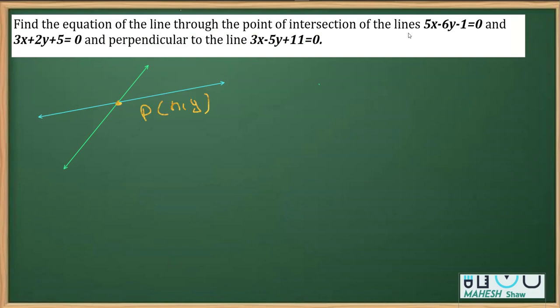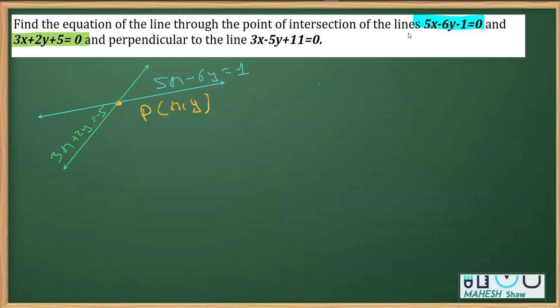Now, the equation of this line, let's say the blue one here, I can obtain from here. The equation of this line is given as 5x minus 6y is equal to 1. Further, we also know the equation of this line, that is this one. So the equation of this line is 3x plus 2y is equal to minus 5.